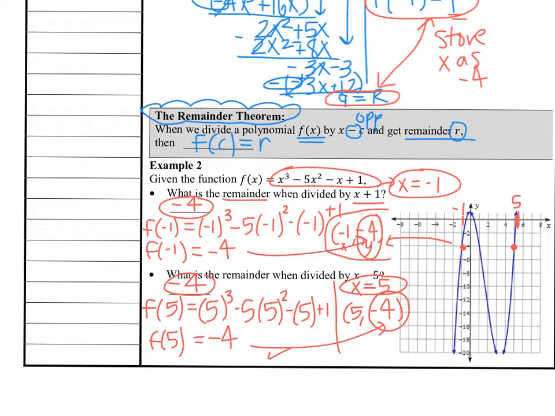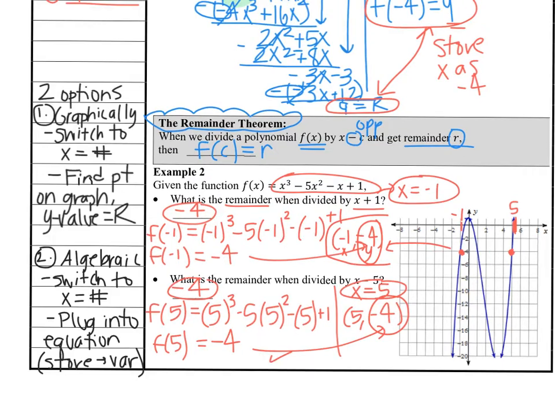I'm going to pause the video and write some steps off to the side that summarize these two options. All right, go ahead and write down these steps. You have two options. The first one is graphically. You want to switch to x equals a number, or whatever the number given. For this one it was -1. Then find the point on the graph, and the y value is the remainder. Option 2 is algebraically, so switch again to x equals the number, plug into the equation, or use the store variable feature on the calculator to avoid mistakes. All right, go ahead and flip over to the next page.